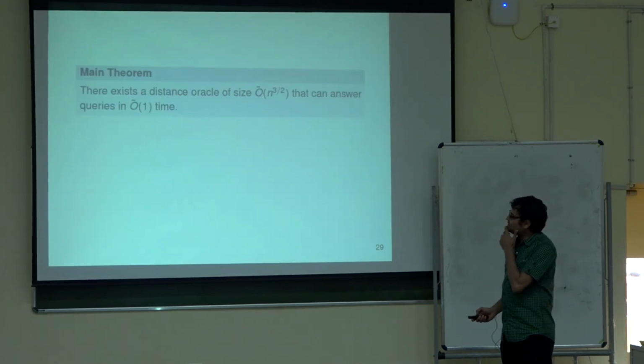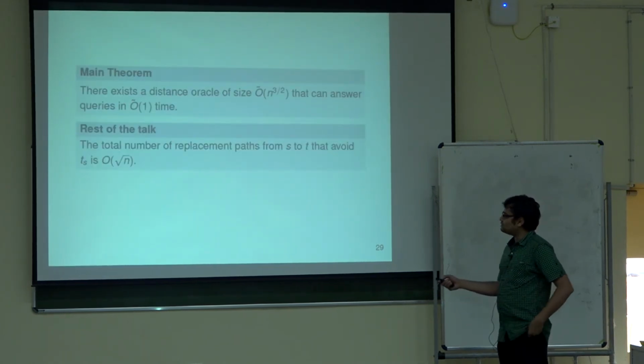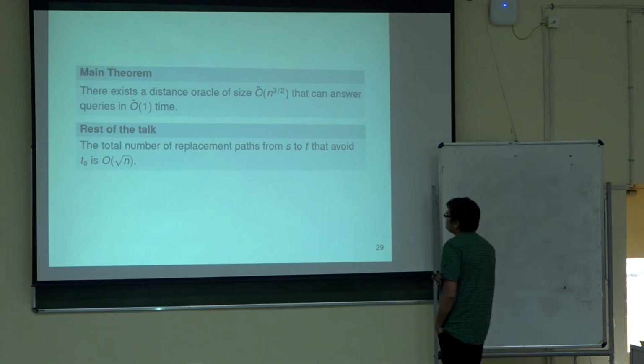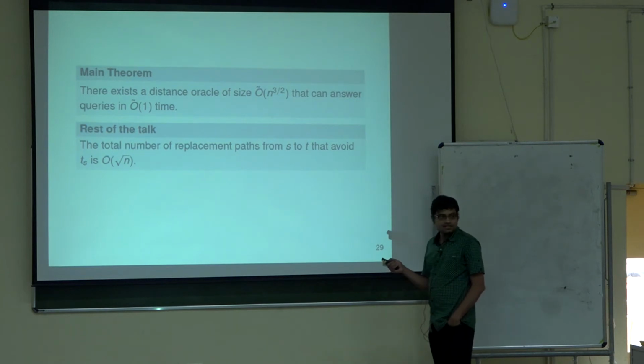And this will give you the theorem, but in the rest of the talk, this is what I will prove. So I will try to prove that the total number of replacement paths from S to T that avoid TS2 is order square root of n.